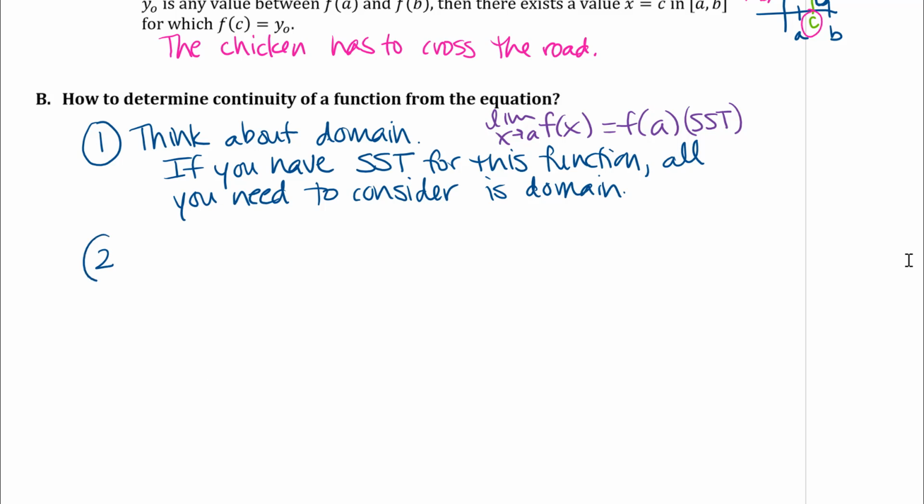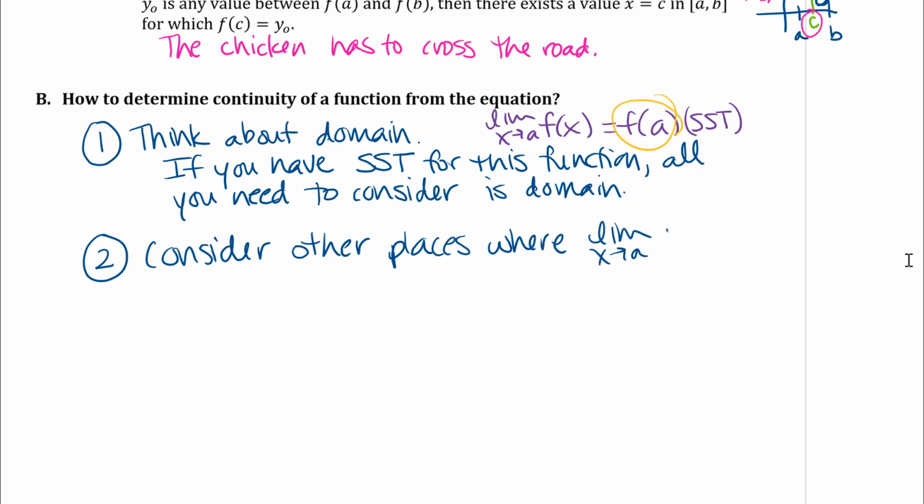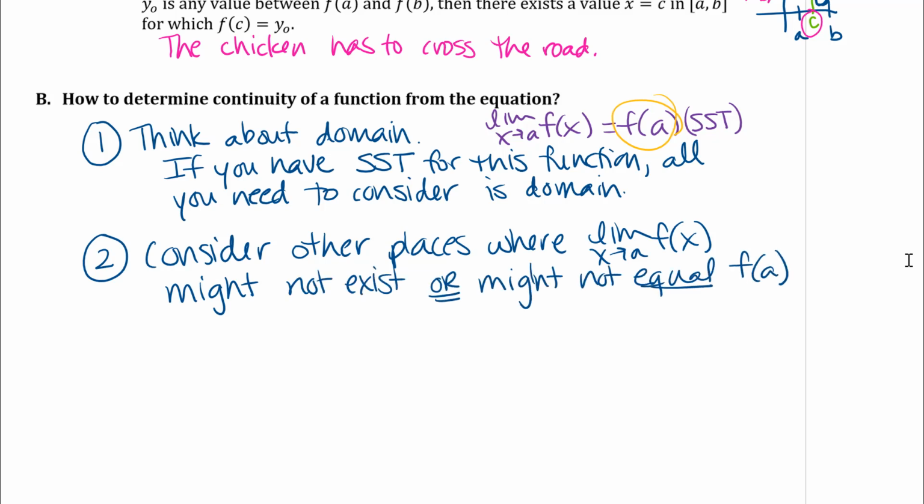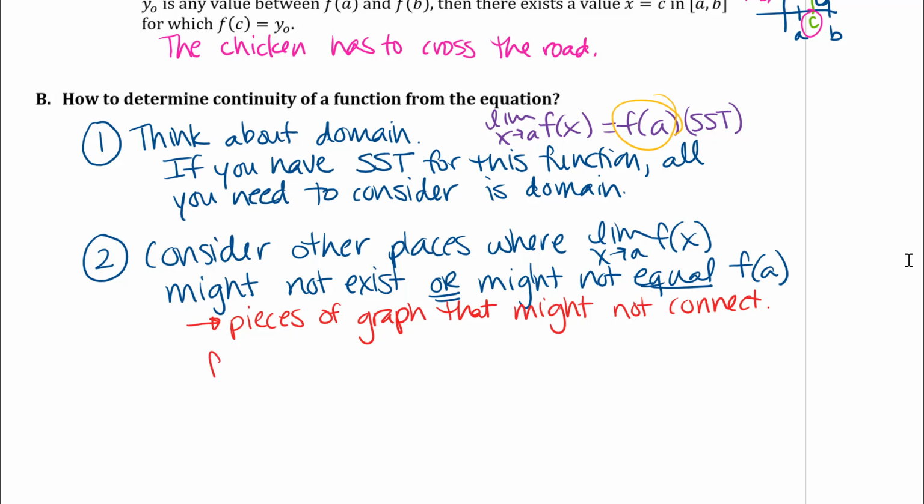So the other thing to consider is other places where it might not be just the f of a that fails to exist, but it might be the limit that fails to exist or fails to equal the function value. Okay, so where might those things occur? Those are going to possibly occur where you might have pieces of a graph that do not connect. All right, so one common place that you might see that is when you look at piecewise defined functions. And I'm just going to write a really simple example down here.